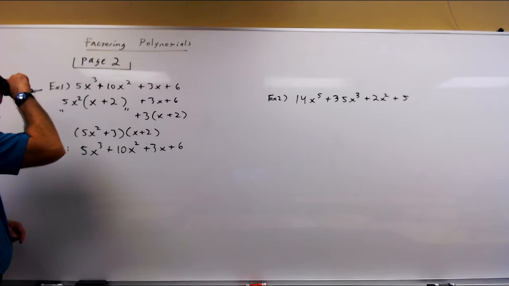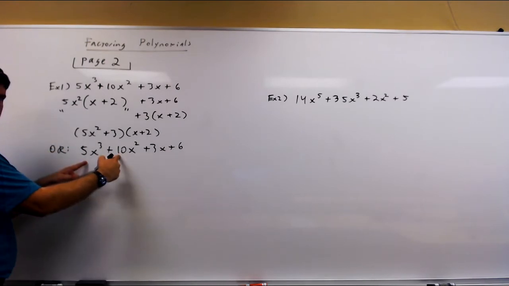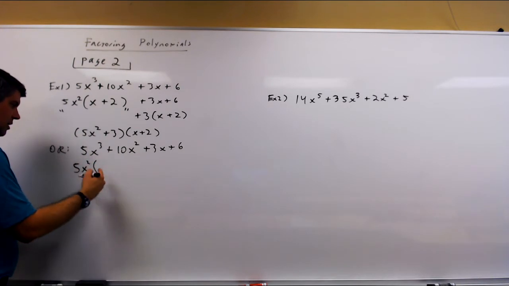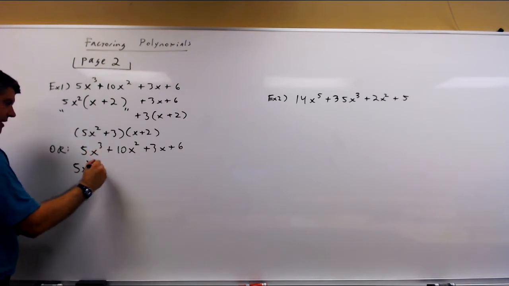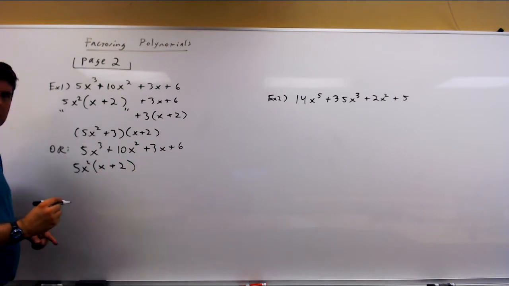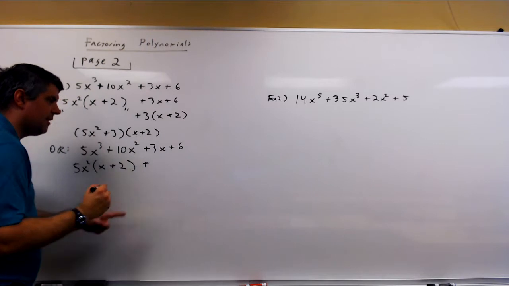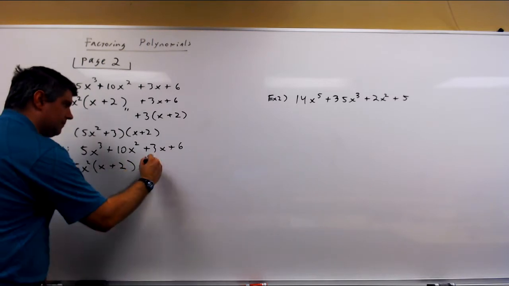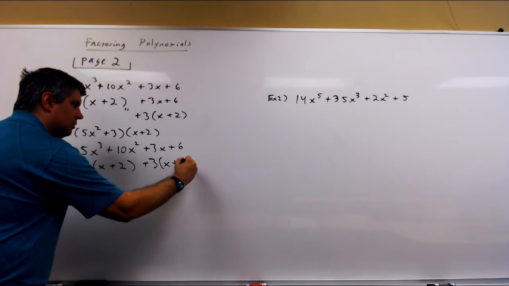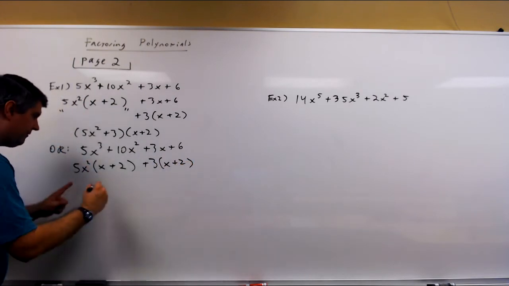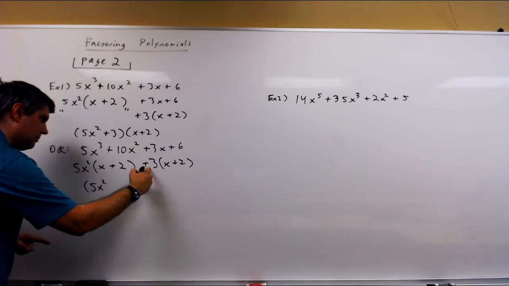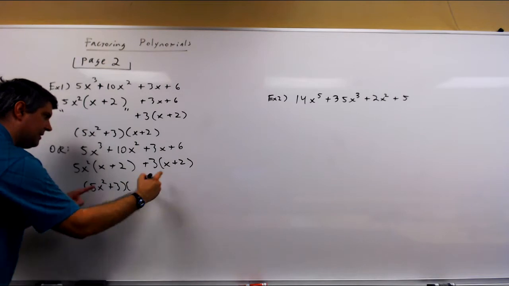All right? So these 2 are divisible by 5. They both have an x squared in them. So 5x cubed divided by 5x squared is x, 10 divided by 5 is 2, and the x squareds cancel. And then I would take out the plus. These 2 are divisible by 3. 3x divided by 3 is x, 6 divided by 3 is 2. So I would have 5x squared plus 3, and the x plus 2.